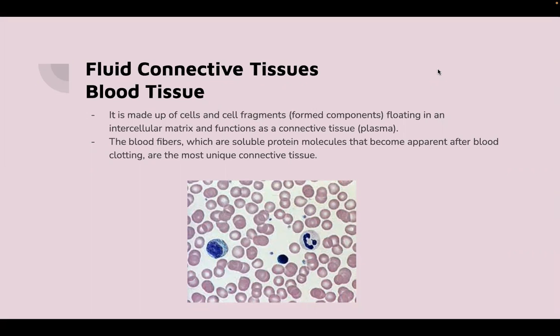The red blood cells transport oxygen and carbon dioxide. The white blood cells protect the body from foreign invaders. Platelets help with clotting the blood, and plasma transports nutrients, waste, and hormones throughout the body. The blood fibers are soluble protein molecules and become apparent after blood clotting in this most unique connective tissue. And this is a little representation of it.